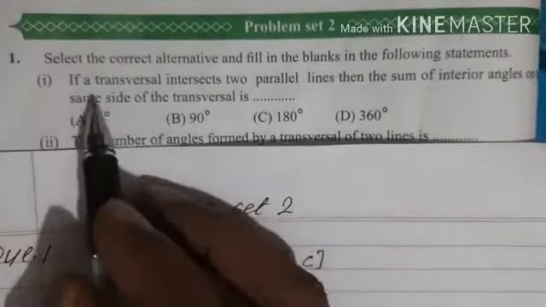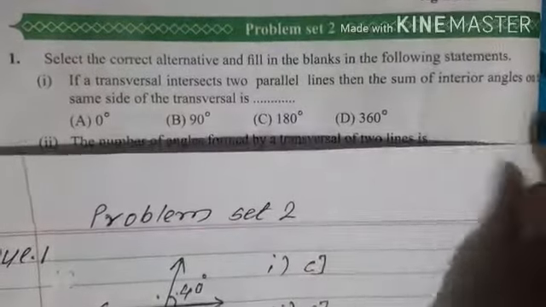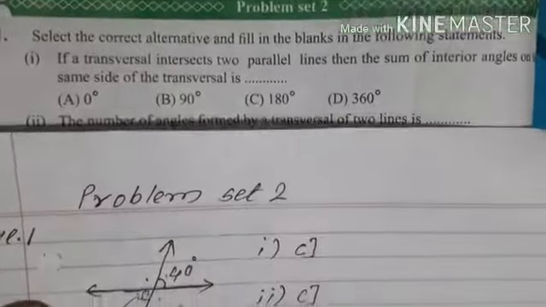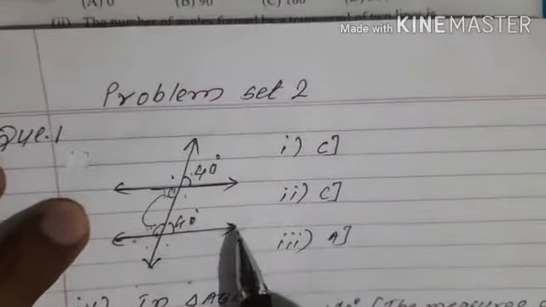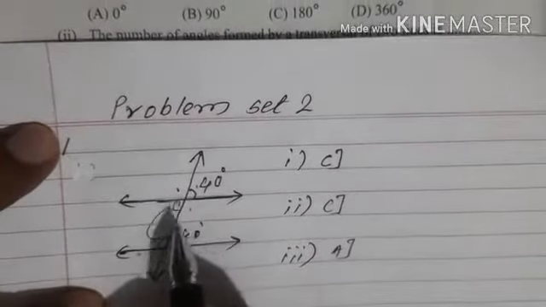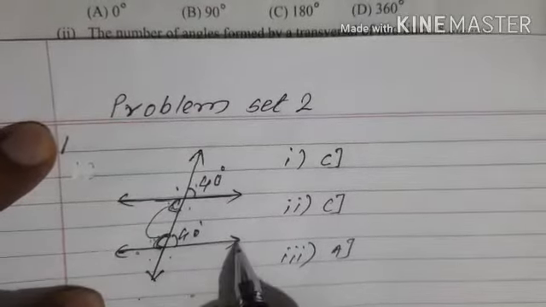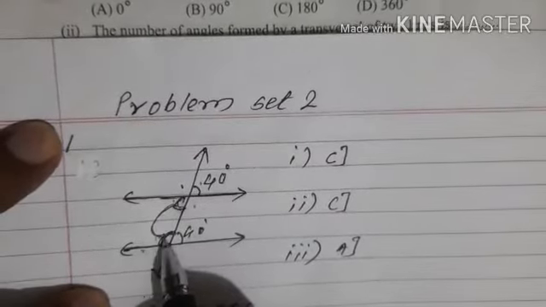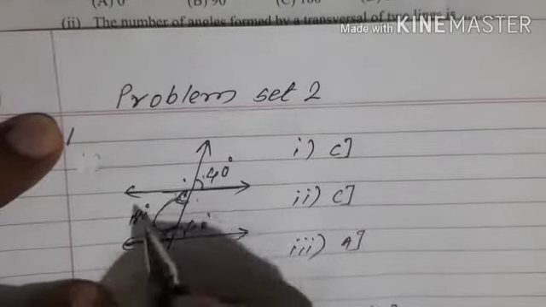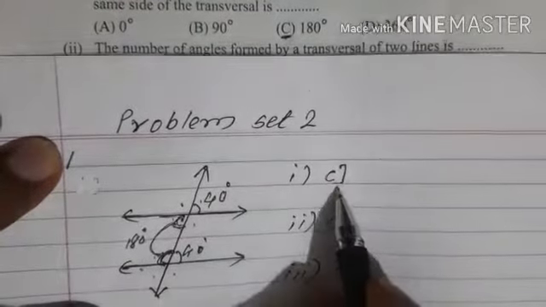If a transversal intersects two parallel lines, then the sum of interior angles on the same side of the transversal is dash dash dash. Now I draw the two parallel lines and this is a transversal. These are the two interior angles, and if the lines are parallel, then the interior angles are supplementary, means its sum is 180 degree. Therefore the answer is option C.